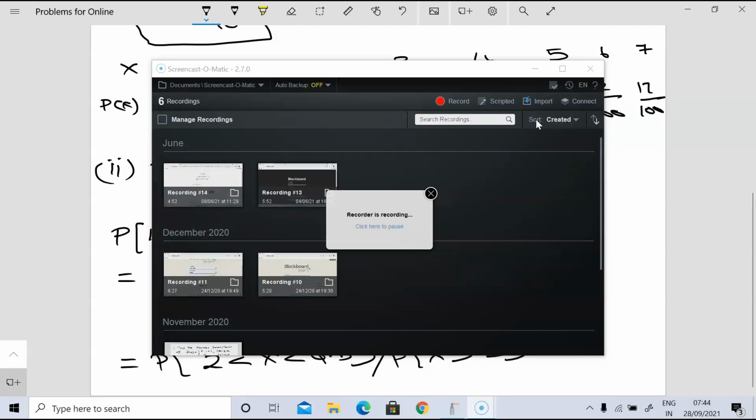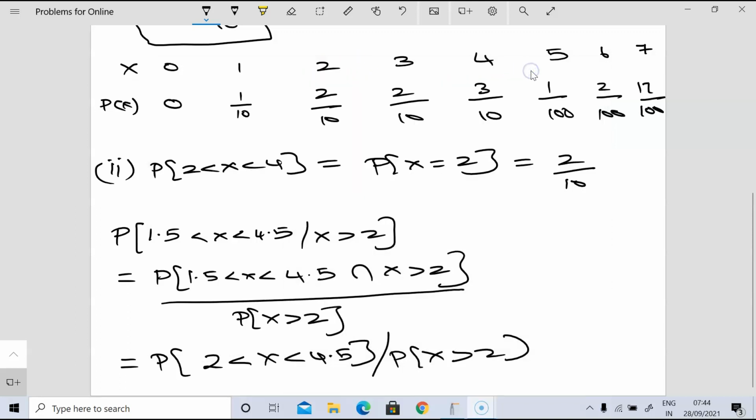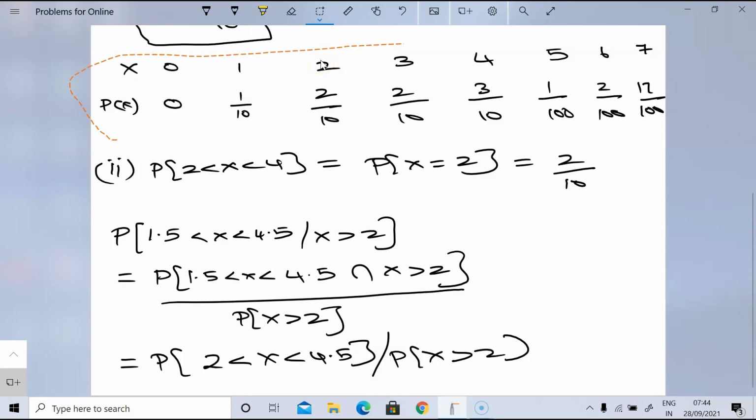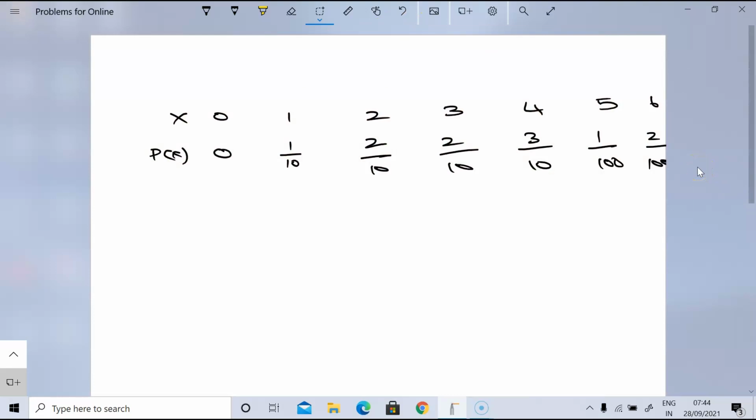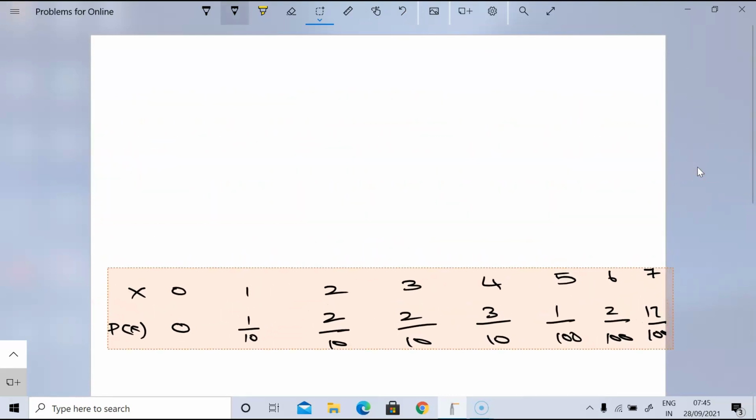Wherever we left off with our recording, we will stop here. Now I want the probability of x more than 2 and less than 4.5. Separately, I will find the numerator and the denominator. Here I don't have space, so let me take this to the next page. Okay, this is the next page. Later on I'll rub it.